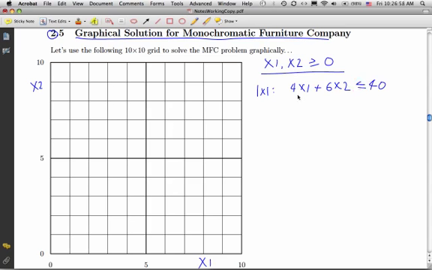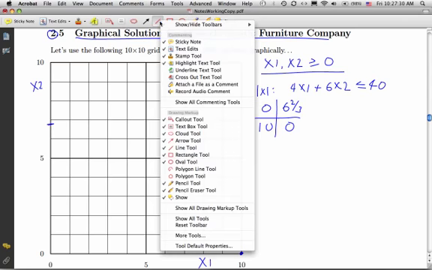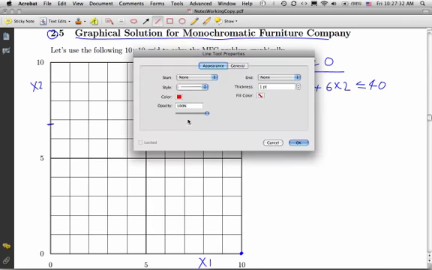In order to draw this line, the easiest way to do it is to find a couple of endpoints and connect the dots. So if x1 is equal to 0, x2 is equal to 40 divided by 6, which is 6 2/3. So there's 5, 6 2/3, roughly there. And if x2 is equal to 0, x1 is equal to 40 divided by 4, which is 10, which is easy to find over here. And again, we just connect the dots. I'm just going to make my line blue so that it matches up with the writing.